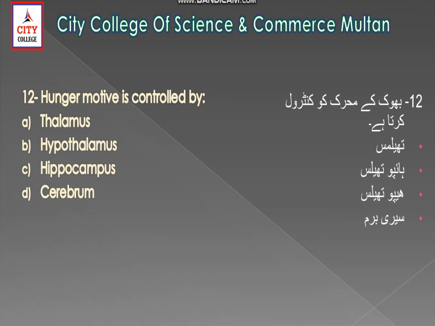MCQ number 12. Hunger motive is controlled by option A, thalamus. Option B, hypothalamus. Option C, hippocampus. And option D, cerebrum. The correct option is option number B, that is hypothalamus.